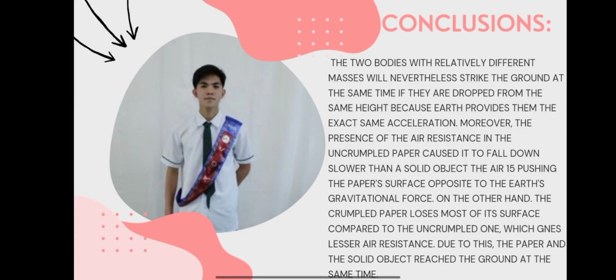Moreover, from the fourth procedure, it was observed that the crumpled paper falls down at a rate similar to the tape. The conclusion: the two bodies with relatively different masses will nevertheless strike the ground at the same time if they are dropped from the same height, because Earth provides them the exact same acceleration.